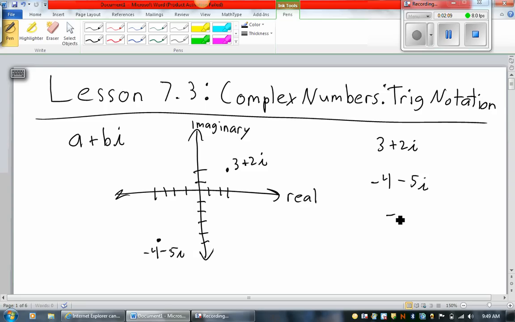And of course, if we were given something with just, let's say, negative 3i, this means our a is 0, so we're not going to move any distance on the real axis, but we're going to go down 3 on our imaginary axis. And if we had something like just 2, that is 2 on the real, 0 on the imaginary.